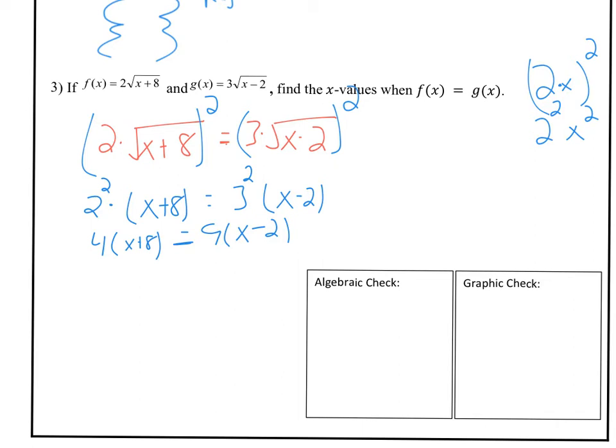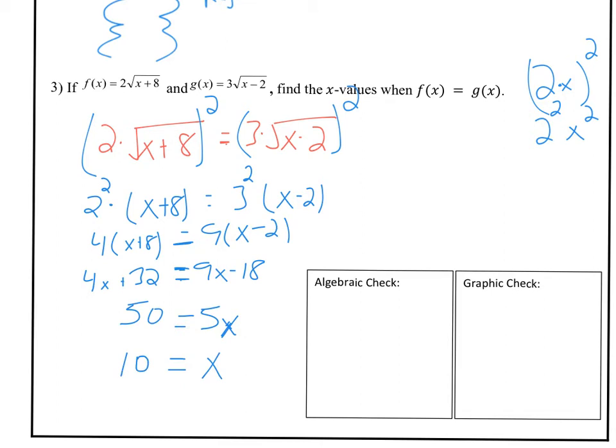It's still linear. We don't have an x squared, just x. So we're going to get 4x plus 32 equals 9x minus 18. And keep going. So get all the x's to one side, subtract 4x, we get 5x, and I just can't seem to write very well. Adding 18 over, we get 50. Dividing both sides by 5 will give us x equals 10.